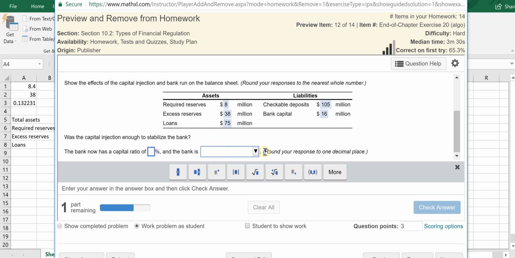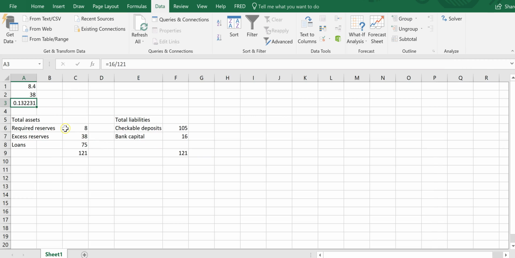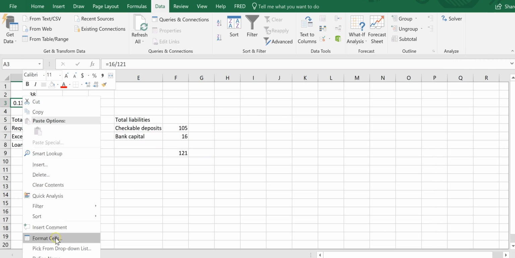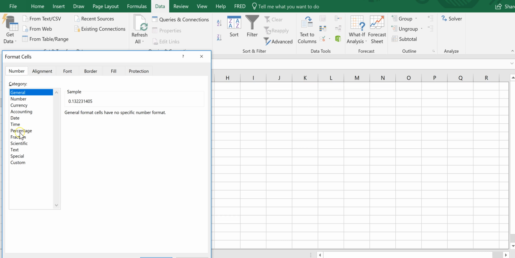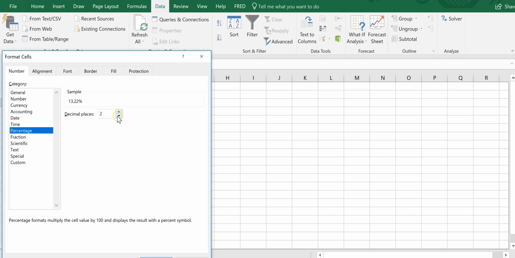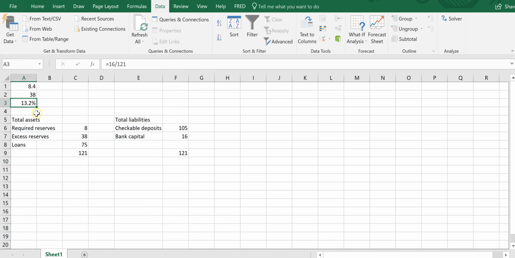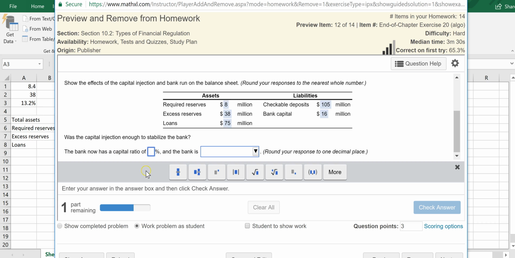We have to be careful about the rounding requirement here. Round your response to 1 decimal place. And also because this is a percentage, it's better for me to format the cell as a percentage and only keep 1 decimal place. So that gives me 13.2%. And the bank is well capitalized, I believe.